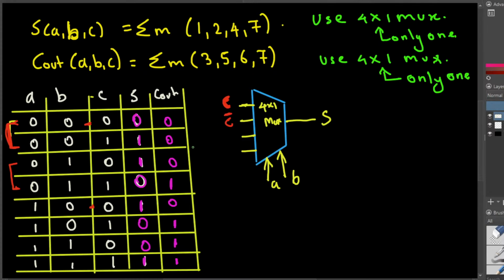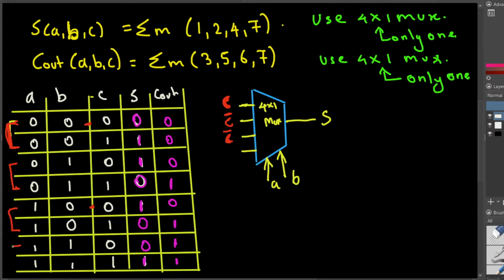Okay, let's look at the next one. Let's group these two. When A is 1, B is 0. So here, let's look at the C. When C is 0, S is 1. When C is 1, S is 0. So it is an opposite relationship. So we put a C bar for this one as well.